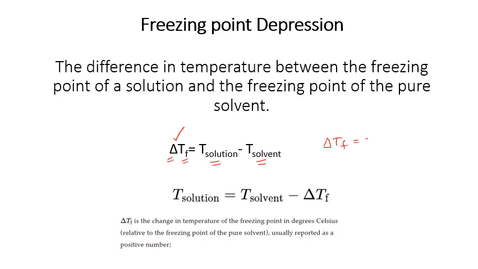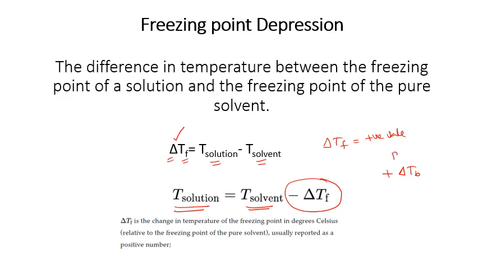Okay, so we will express that one as a positive value, but it is going to be negative because the freezing point is going down when you add salt into it. So how can we get the freezing point of the solution? It is the freezing point of the solvent minus the change in freezing point. So we are always subtracting to get the freezing point of the solution, whereas in the boiling point we are always adding the change in boiling point.